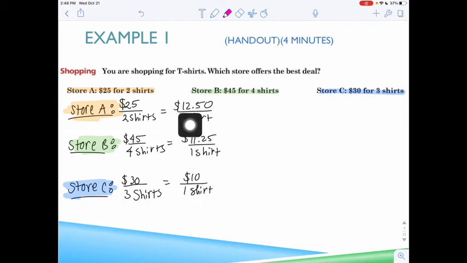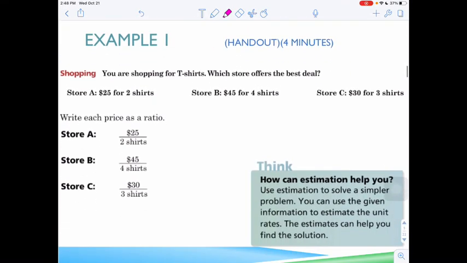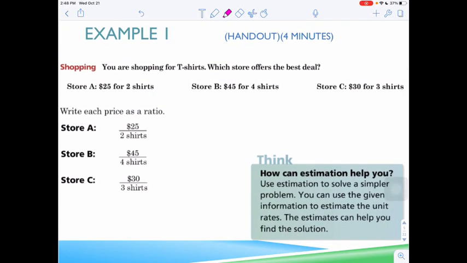Store A gives us $12.50 for 1 shirt, store B is $11.25 for 1 shirt, and store C is $10 for 1 shirt. So the best deal would be store C with $10 per shirt. All of the work for this problem is typed up on the next few pages.